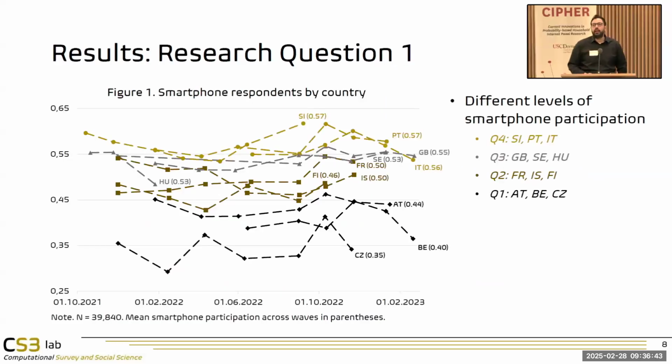So let's take a look at the results for our first research question. Here we can see there is some variation. We have some countries that are almost at 60% on average smartphone participation across waves, for instance Slovenia, but also Portugal and Italy. On the other hand, we have countries like the Czech Republic, in which smartphone participation is quite low, below 40%. But overall, what we can see is that in 8 out of 12 countries, smartphones are already the predominant participation device.